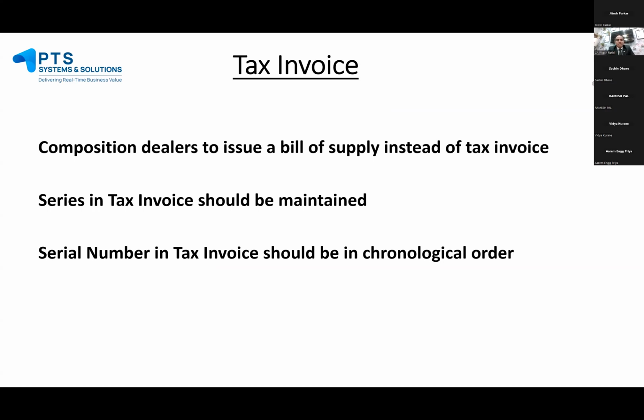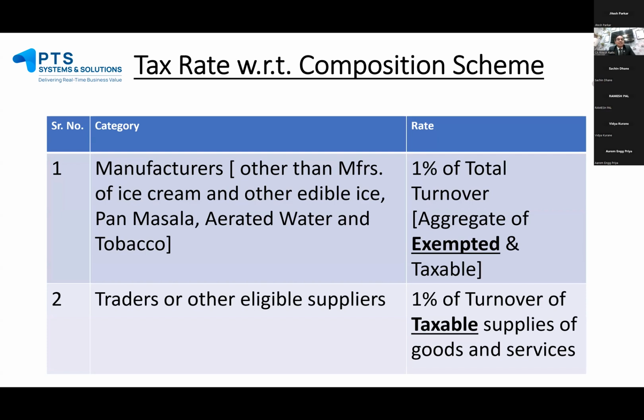Okay, I think that should be near my end. So tax rate with respect to composition scheme, we all are aware of the 1% rate of composition scheme. What I want to highlight in this is, if you are a manufacturer, other than the specified criteria, you have to charge 1% of the total turnover. When we say total turnover, it is always inclusive of exempt sale also. So you have to charge 1% on exempted supplies also, along with taxable supplies. And if you are a trader or a service provider, you have to charge 1% only on taxable supply. You will not charge 1% on exempt supply. Next slide.